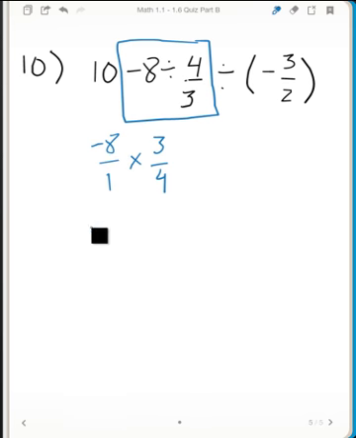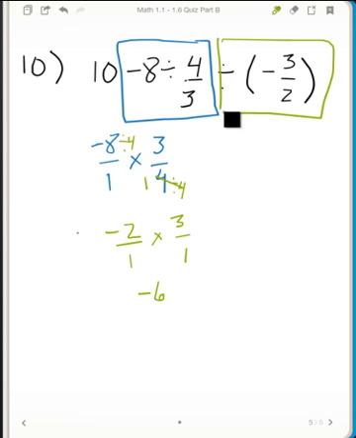Okay, so with this one here, I have negative 8 and a 4. I could actually reduce this to make it easier on me. So I'm going to divide this by 4, and I'm going to divide this by 4. Negative 8 divided by 4, I'm going to get negative 2. And then 4 divided by 4, I'm going to just have a 1. So then I'm just going to be left with 3 over 1. Negative 2 times by 3 is going to give me negative 6. Then I'm going to work with this guy now.